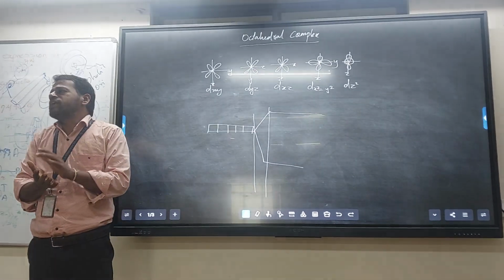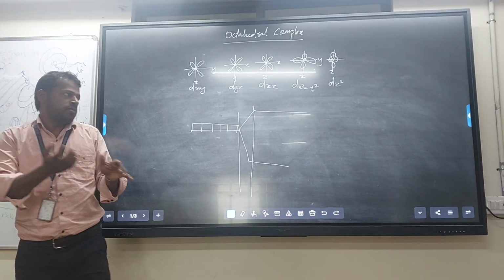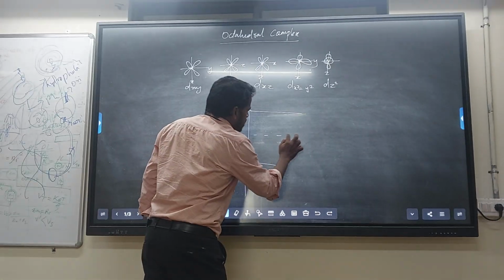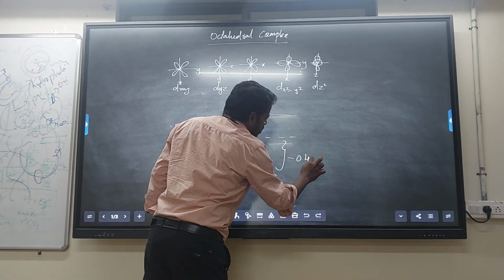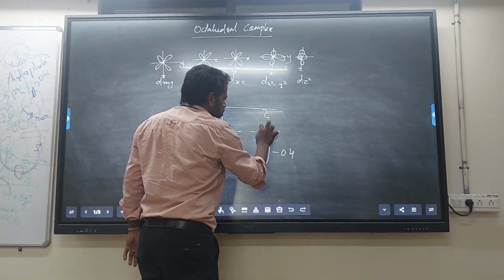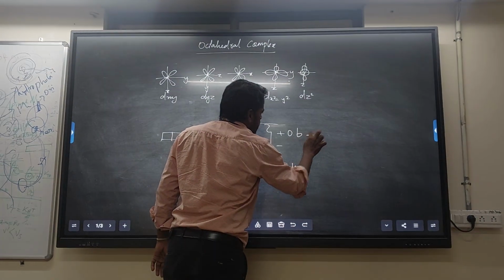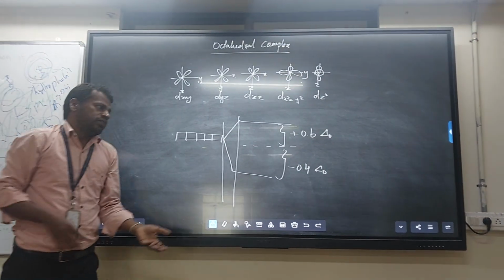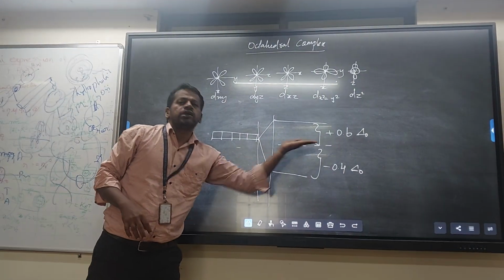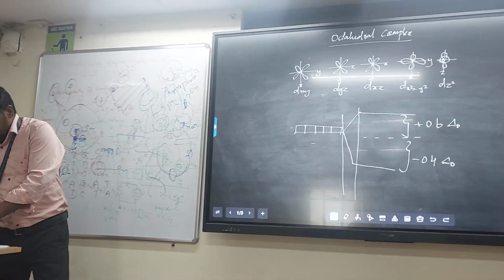So how much will the energy difference be? How much lower, how much higher? From the center point it is minus 0.4, and from the middle to the top plus 0.6. They call it del naught. The middle one is del naught.